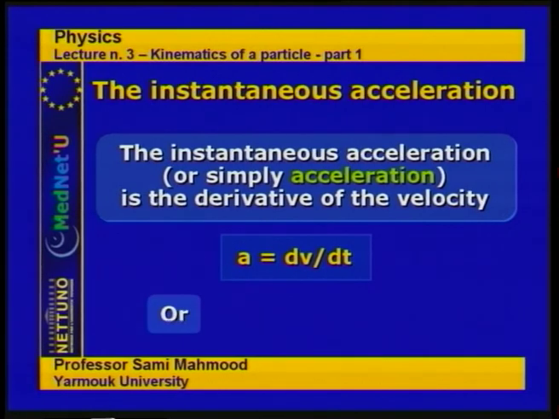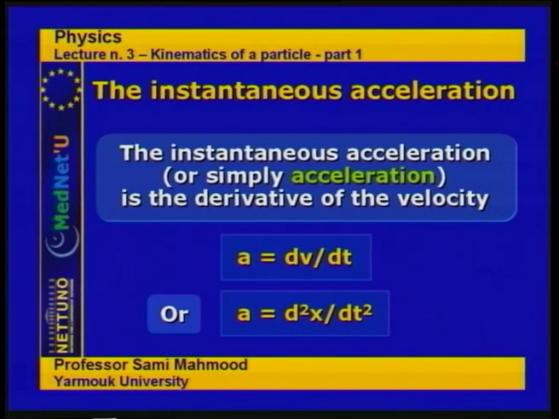So if we also remember that the velocity itself is the first derivative of the position x with respect to time, then the acceleration is the derivative of the derivative of the position with respect to time, which we call the second derivative of the position with respect to time.